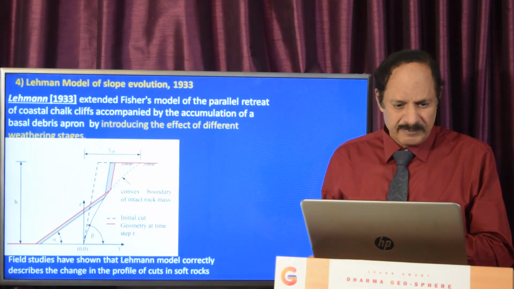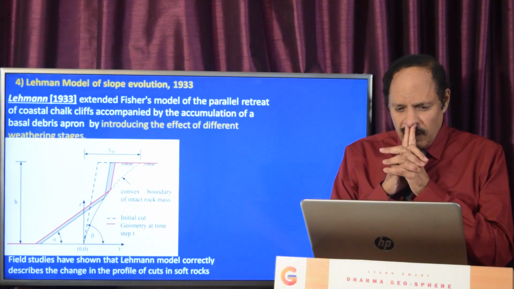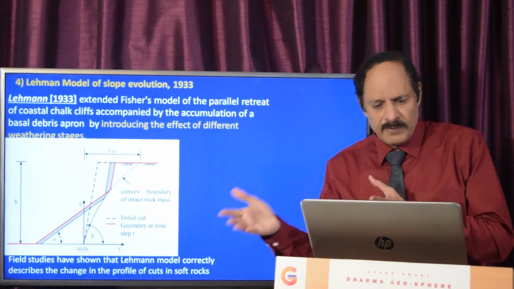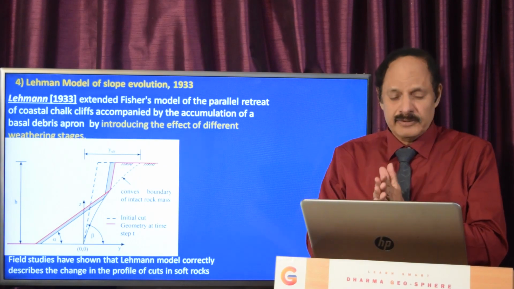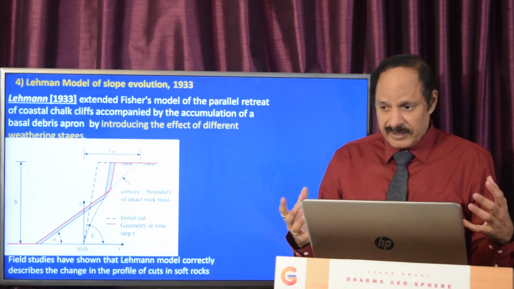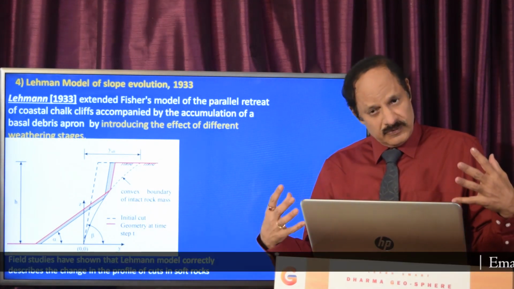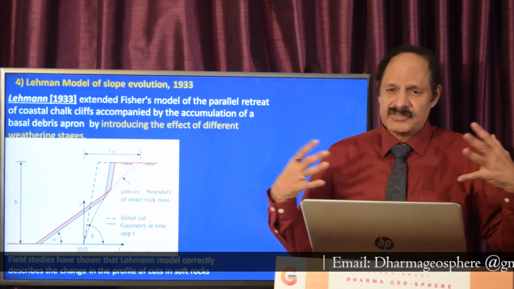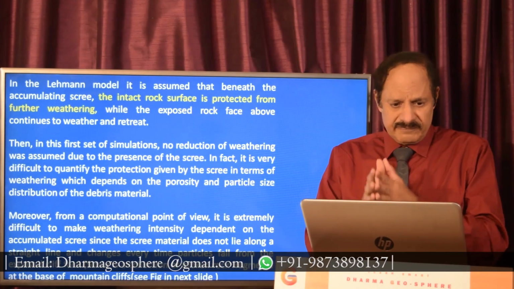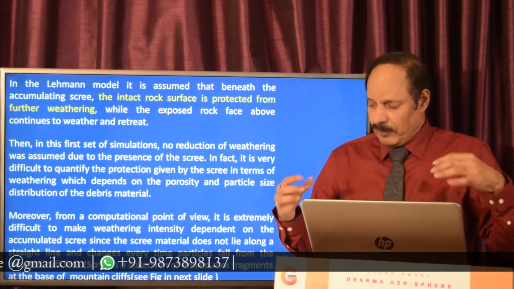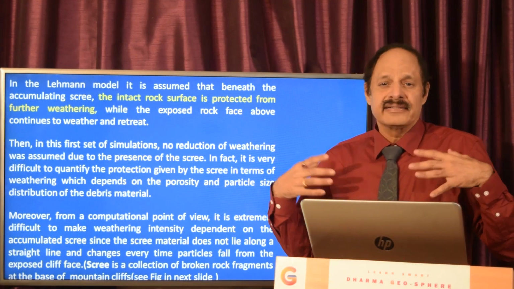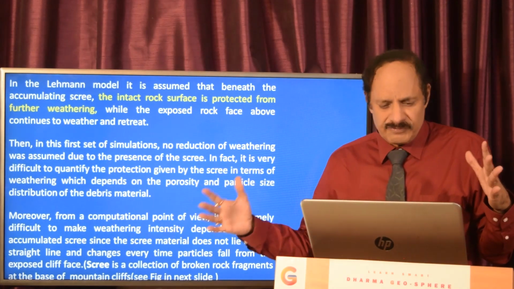the denudation has happened. This is another important model, Lehman's model. It's also called Fisher-Lehman's model because it's basically a kind of supplement to that. Here he introduced the element of different weathering rates. Here is one person who actually went to the field, collected samples, did extensive research, and then came back with his results, wherein he showed that the intact rock surface is protected from further weathering, but if the rock surface is exposed, it continues to weather and then starts retreating. It forms parallel retreat, it forms waning retreats.